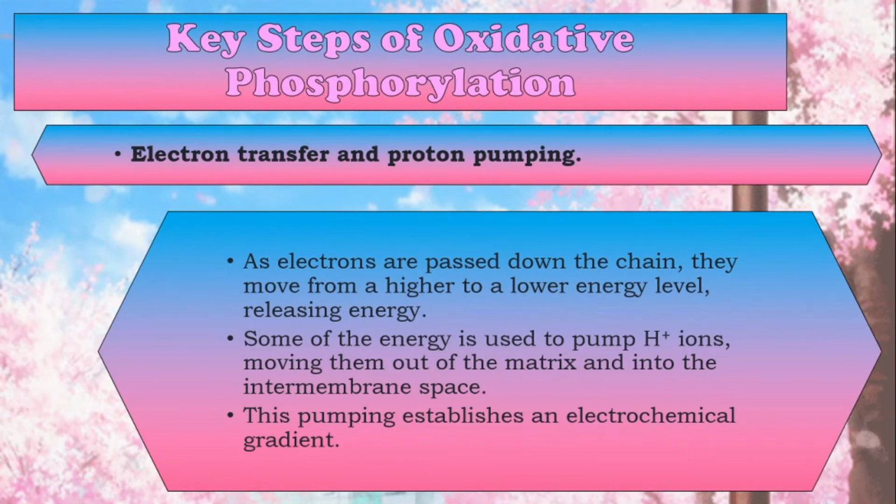The second step is electron transport and proton pumping. As electrons are passed down the chain, they move from a higher to a lower energy level, releasing energy. Some of the energy is used to pump hydrogen ions, moving them out of the matrix and into the intermembrane space. This pumping establishes an electrochemical gradient.